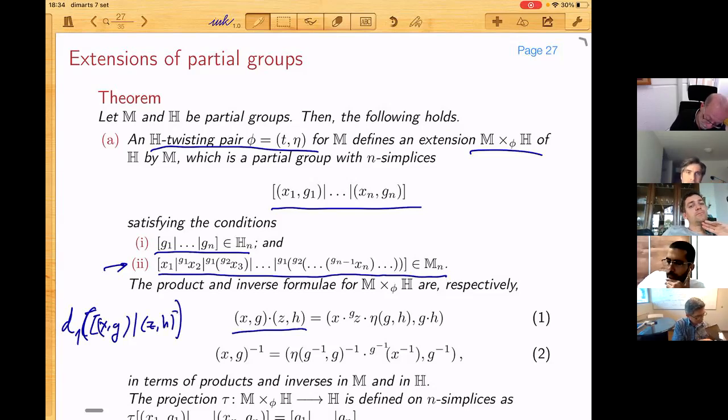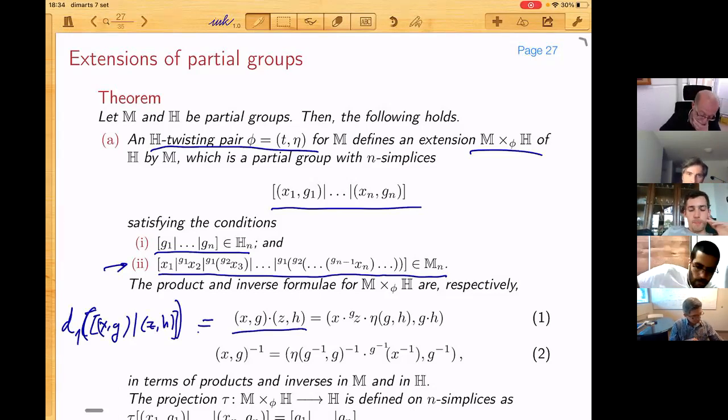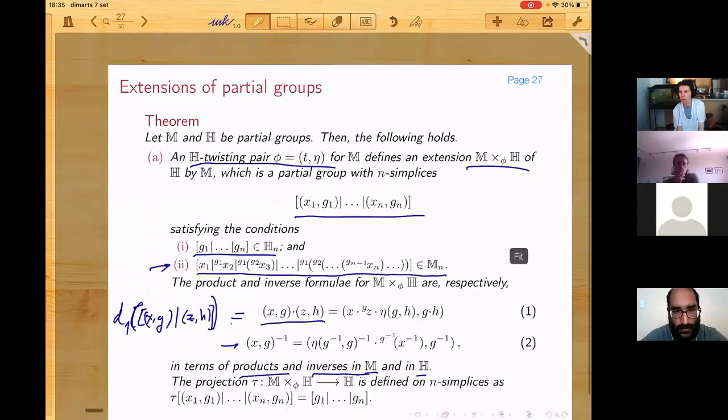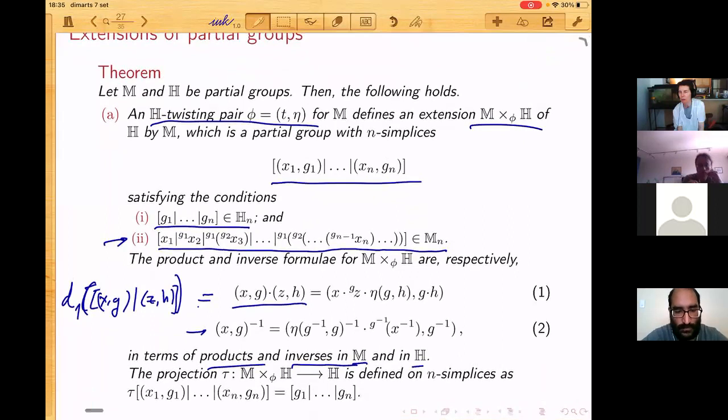So if you write the differential of 1, this is what we call the product, right? And then that's the formula that gives you this structure. So this is the formula that you compute out of the structure that you have. And then you can also work out a formula for the inverse element, right? And this is all in terms of the products and inverses in M and H separately, right? So the projection, there's no problem. It's just the usual way, right? And there is no restriction.